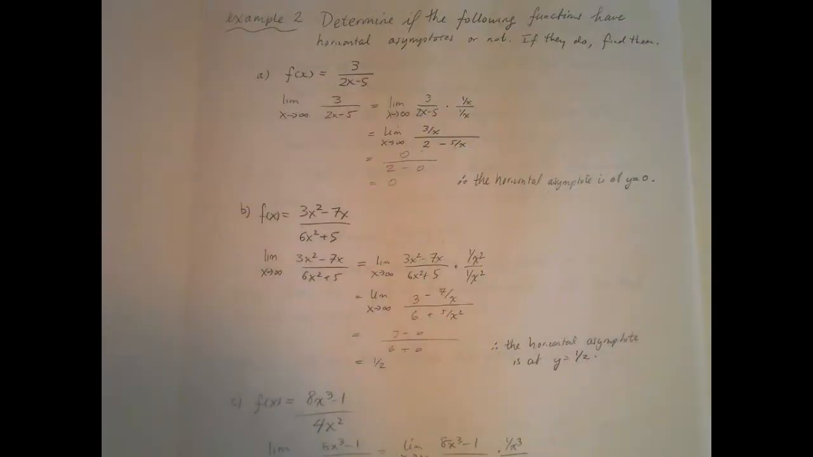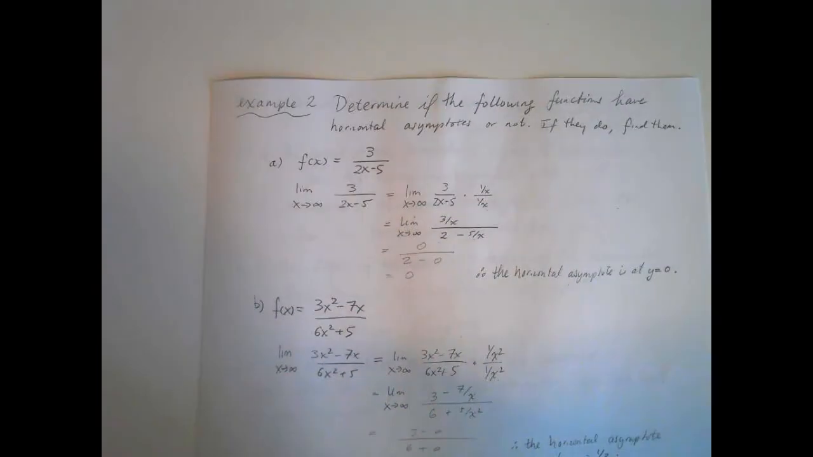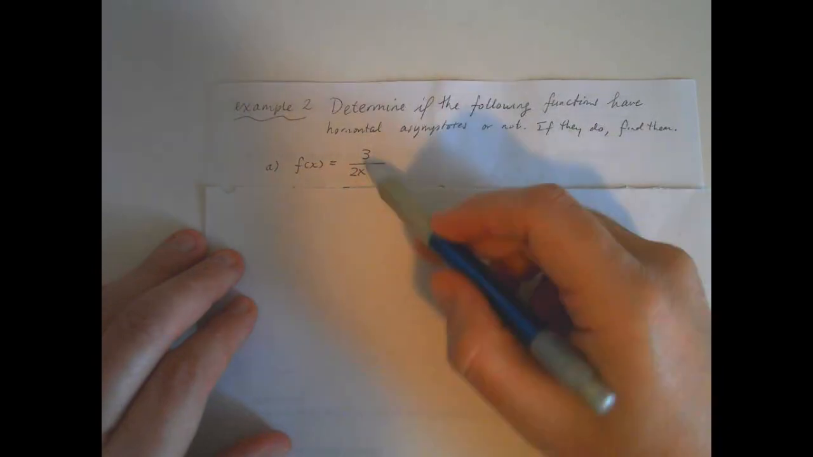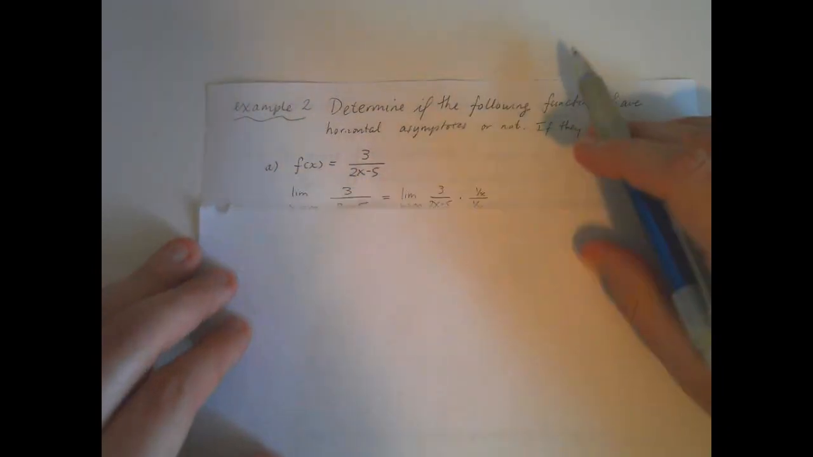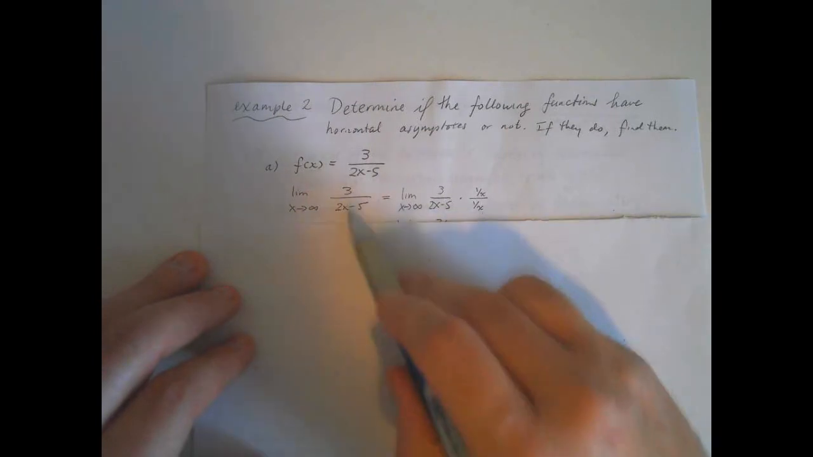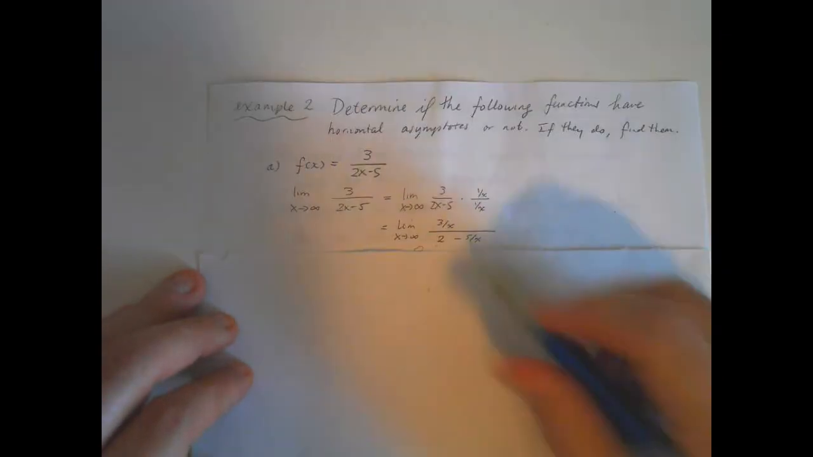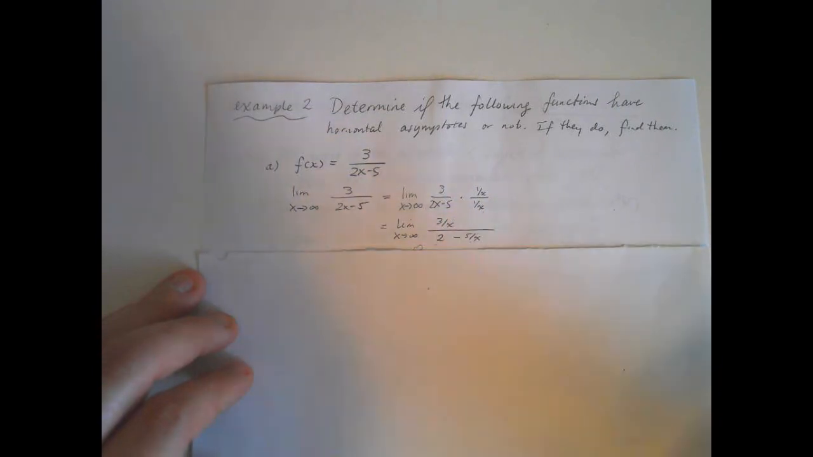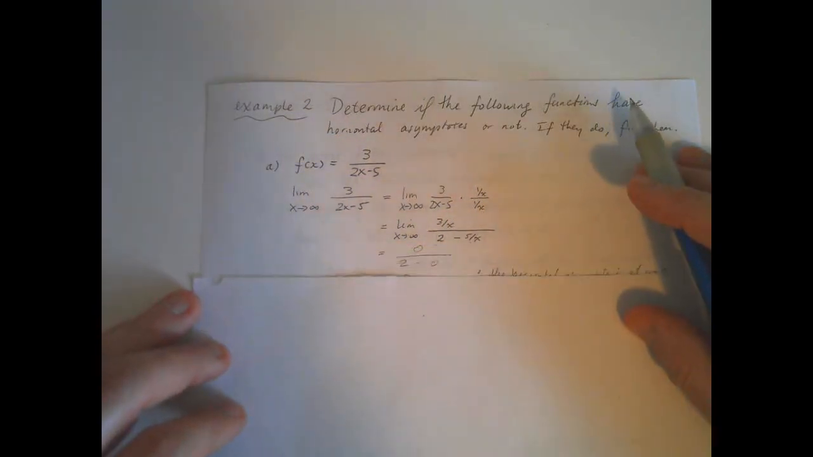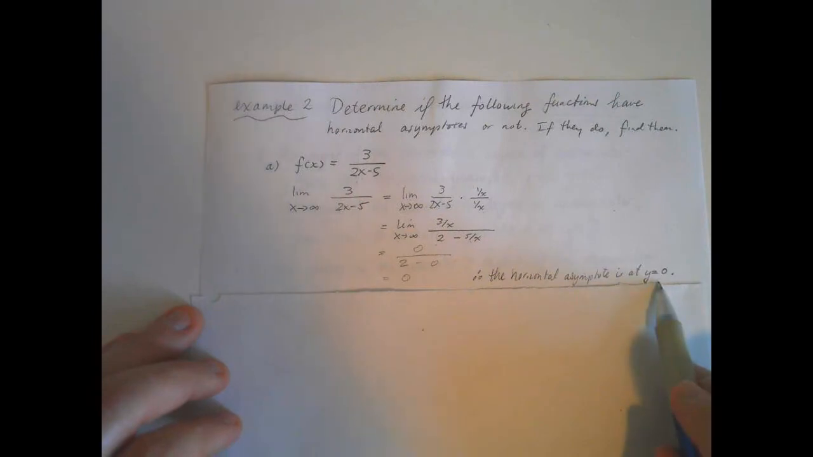So let's do a couple really quick examples so you can see a little bit more of this. Here it says determine if the following functions have horizontal asymptotes or not. If they do, find them. So for this function, the highest degree term is x to the 1. If I want the limit as x approaches infinity of the function, I can multiply numerator and denominator by 1 over x, the reciprocal of the highest degree term, and then distribute that in. Anything that is a reciprocal now is going to tend towards 0, so this is just going to be 0 over 2, which is 0, so a horizontal asymptote of y equals 0.